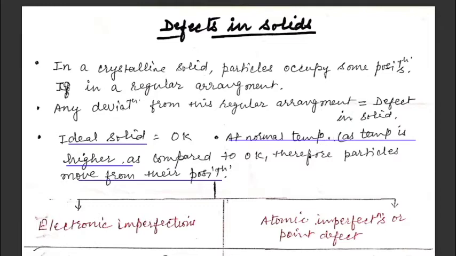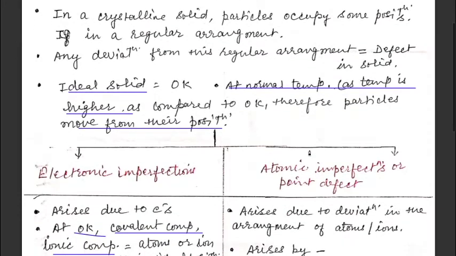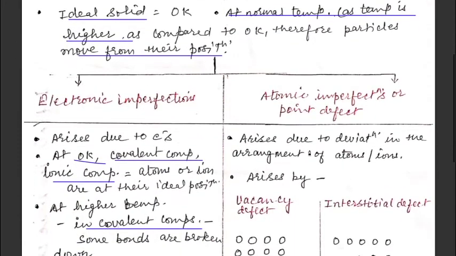These defects generally appear at higher temperature, because at lower temperature atoms or ions in the compound occupy their ideal positions. These defects mainly are of two types: electronic imperfections and atomic imperfections or point defects. Electronic imperfections arise due to the presence of electrons.